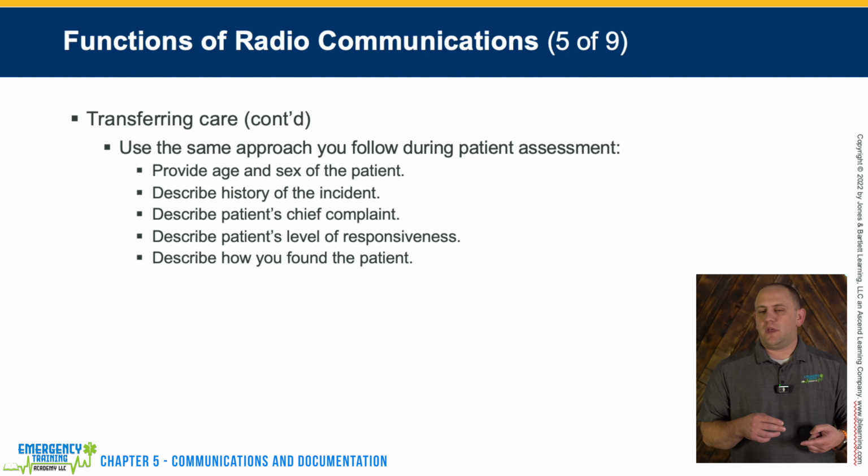You want to give them the age and sex of the patient. You want to give them a history of the incident. So at this time, anything that you gathered from your scene survey, anything that you heard from bystanders, anything that the patient told you, give just a brief description of that. Then you want to describe the patient's chief complaint and use this as concisely as you can: chest pain, headache, abdominal pain, whatever it may be.